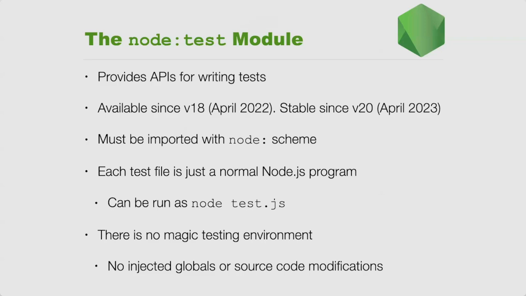And as of today, it's now December 2024. Node V24 will be out in April of 2025. And a good bit of things have changed in the test runner since then.